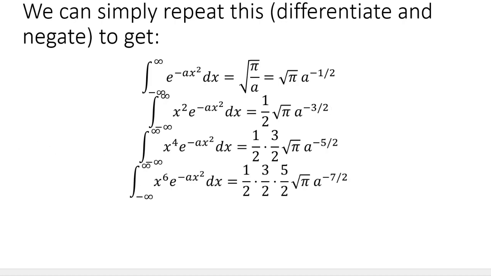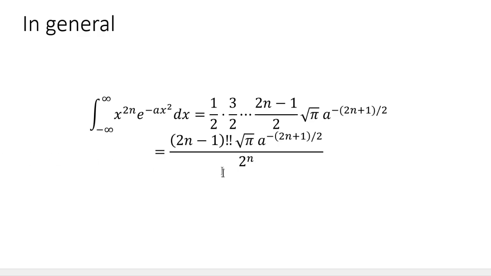All right. So you do that again. You differentiate again. You negate it. You end up with this. And at this point, you will probably be able to find the pattern. So what is the pattern? The pattern is that you always get 2 in the denominator, and you get the products of all the odd numbers until this value becomes 1 less than this power.